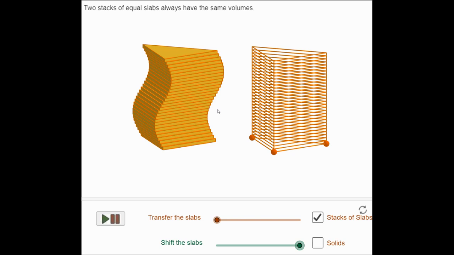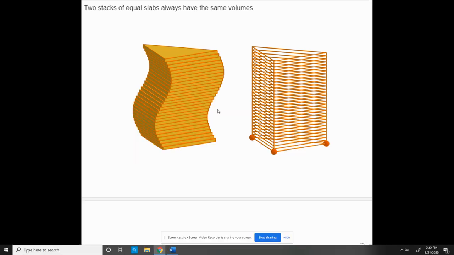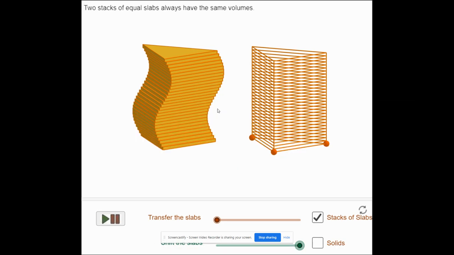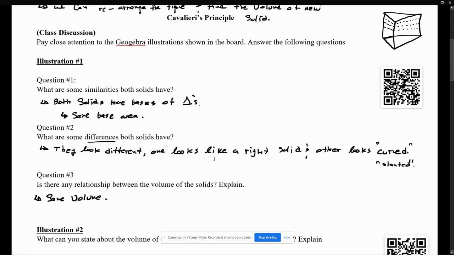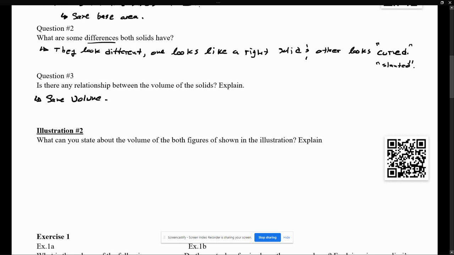That's just one of the applications of Cavalieri's principle. And now that we have discussed this, how about we go back to our lesson and completely answer this question: is there any relationship? We already saw they have the same volume, and we're going to say that this is because of Cavalieri's principle.